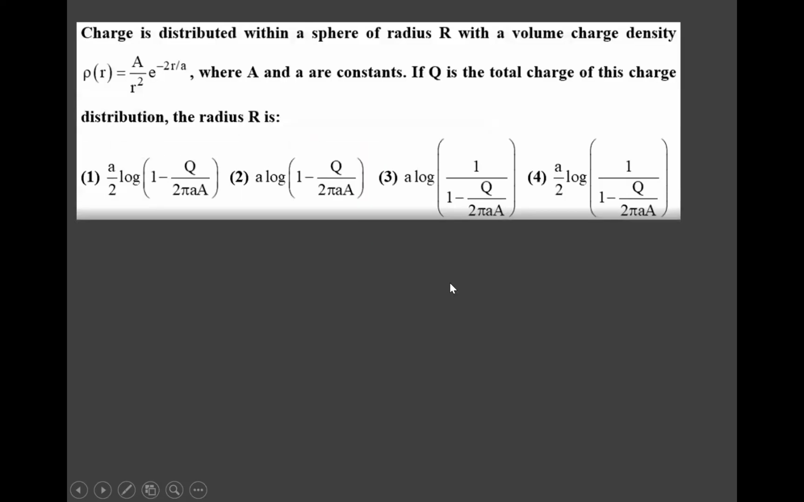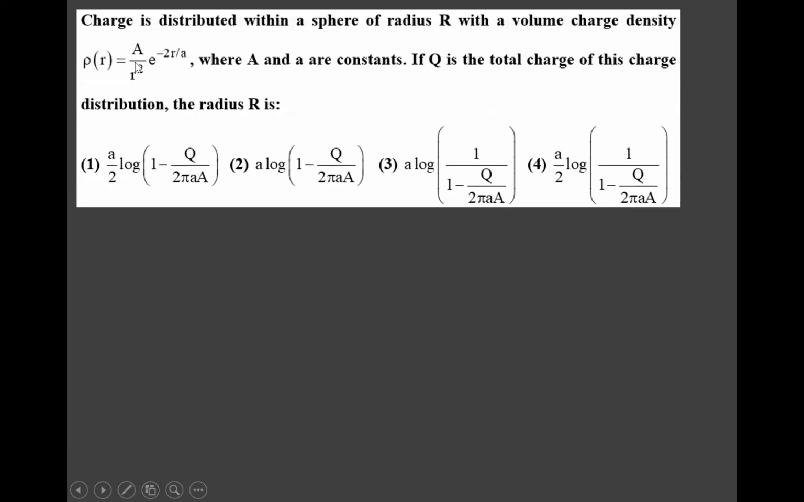Now see here, the volume charge density that is given to you here, rho(r), that is capital A upon r square e raised to minus 2r upon a. इसका मतलब ये हुआ कि सेंटर से सरफेस तक जैसे आप जाते हो, then charge density is continuously changing. And we have to find the total charge distribution.